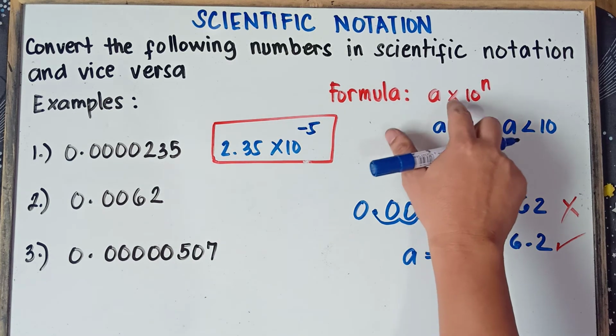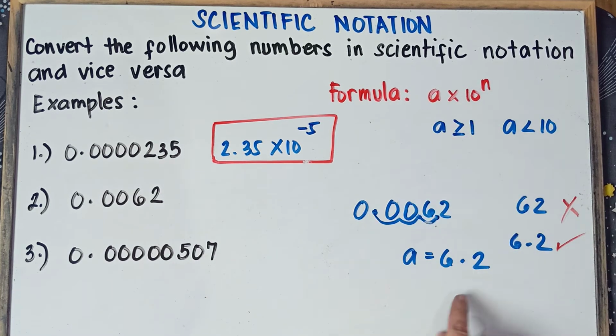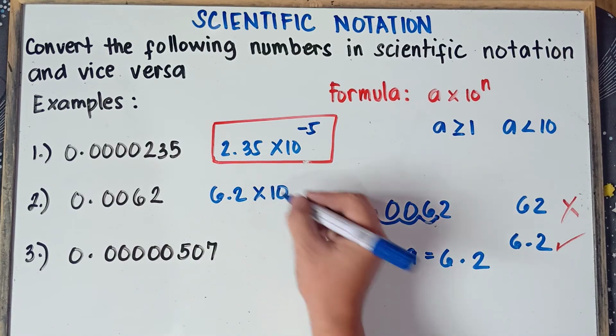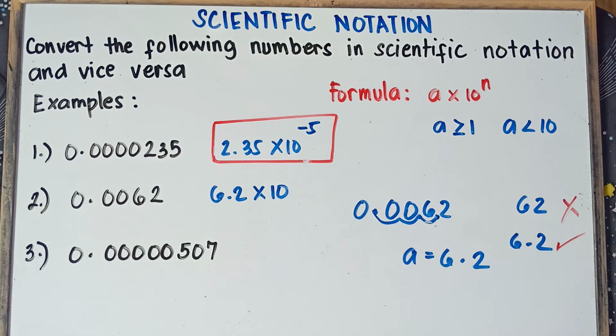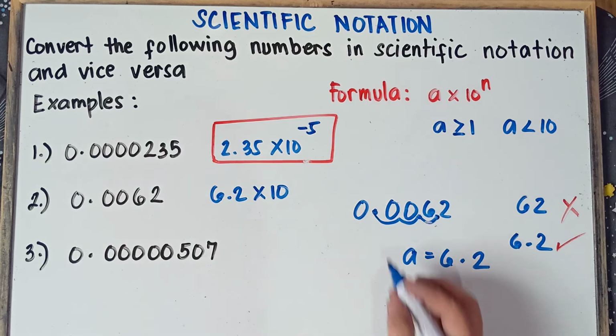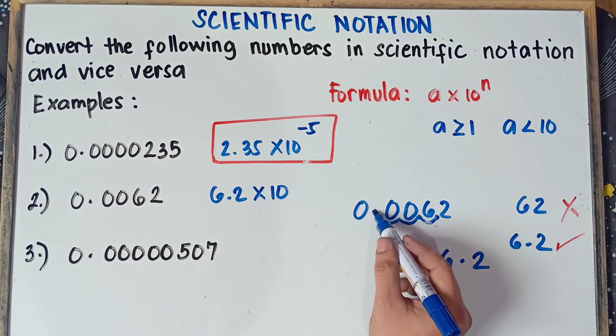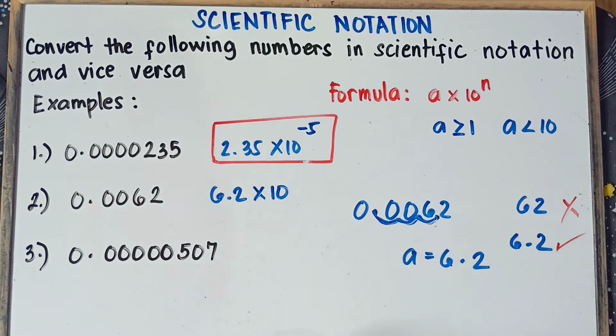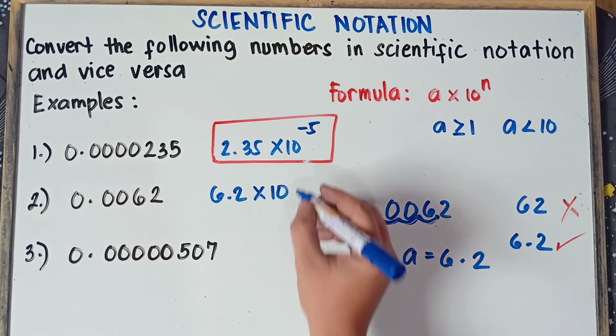Alright, simply copy the formula. Use this formula, A, so that will be 6.2 times 10. Now, for the n value, class, just count the number of places you move left to right. So 1, starting from the decimal point, 1, 2, and then 3. So our answer, class, should be negative 3.